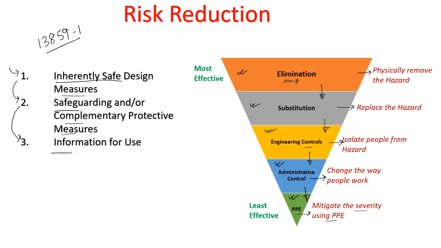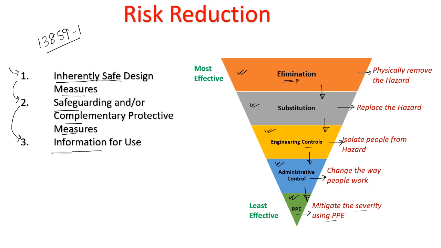Now the last one is information for use. This is mostly used when inherently safe design and safeguarding are both not possible. Suppose you have a machine that has been running for 10 years and at this moment you cannot change the design, because changing the design changes the functionality, and it is very costly. Safeguarding sometimes needs a new PLC and all new sensors, and the required space is not available on the shop floor. Then what will you do? The last option you have is information for use.